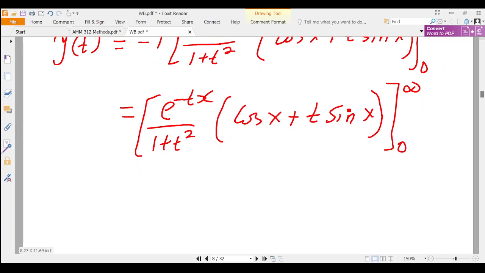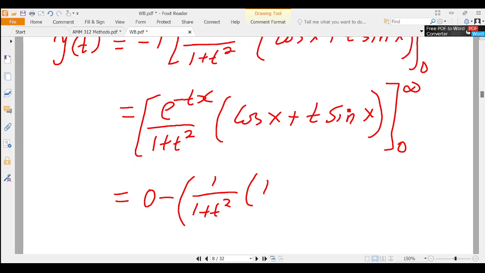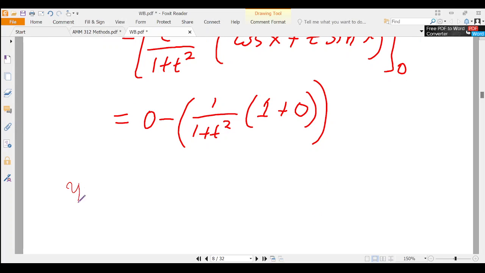And now when x goes to infinity, you see that the exponential function will be 0. So this becomes 0 minus, and when x is 0, this becomes 1. So I get 1 over 1 plus t squared into cosine of 0 is 1 and sine of 0 is 0. So the result, y prime of t, is equal to 1 divided by 1 plus t squared. There is a negative there.